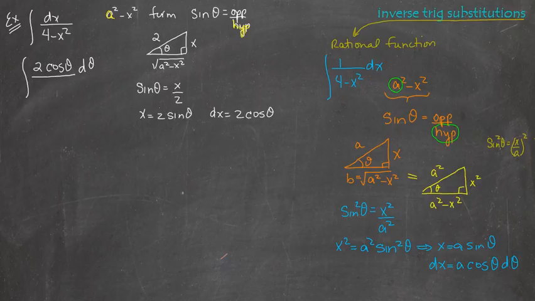And in the denominator, I'm going to have a squared, which is 4, right? 2 squared, minus x squared. Well, this is x, so x squared is 4 sine squared of theta. So I'm going to put in x squared, 4 sine squared theta.